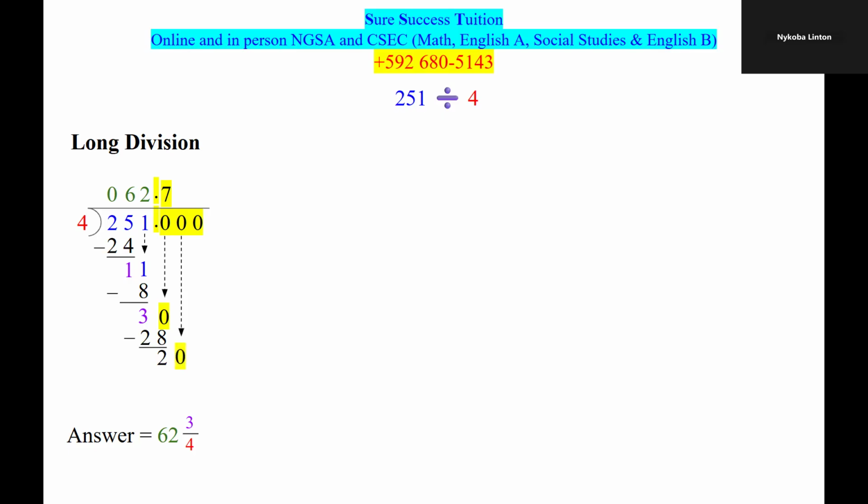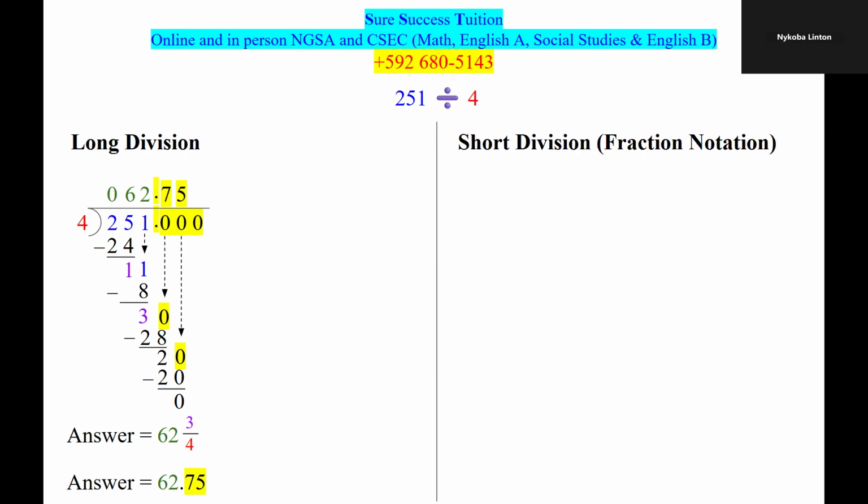Bring down a 0. Now 4 into 20, 5. 5 fours, 20. Subtract 0. Now we have reached 0 as our remainder. So our division has reached its end. So our answer as a decimal would be 62.75. So let's do short division, fraction notation.